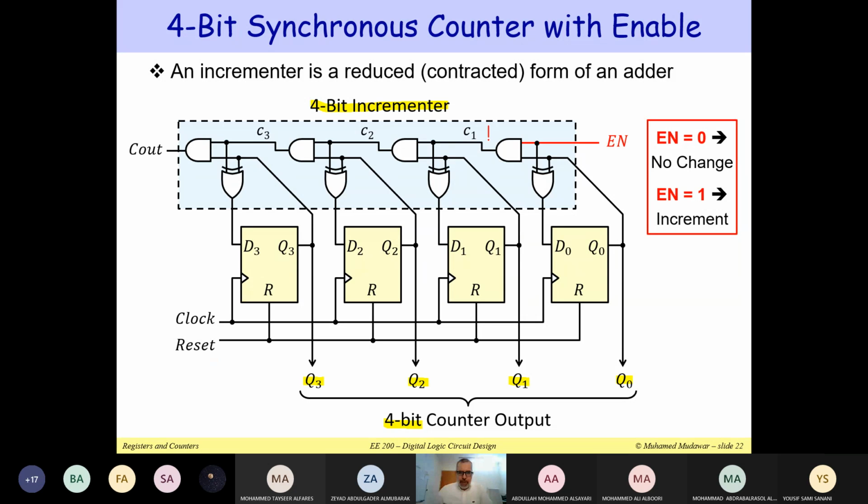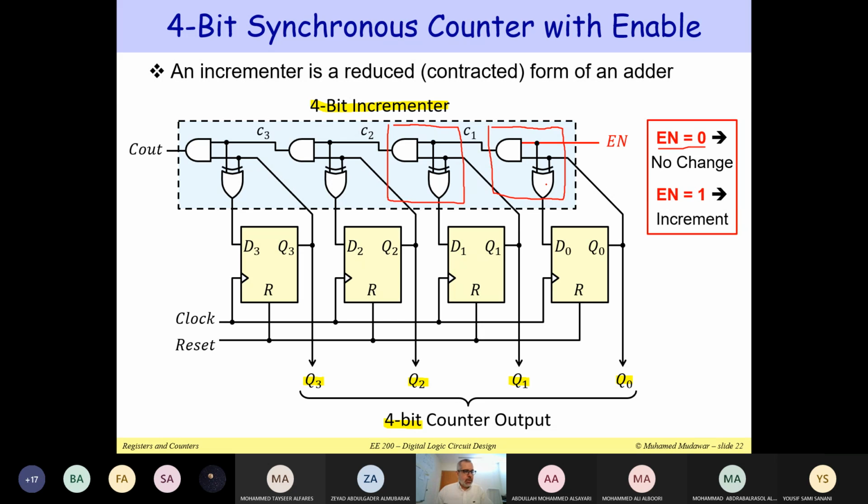So this is a half adder here. This part here is a half adder. It consists of an XOR gate and an AND gate. This is also a half adder, and so on. So these are half adders. If this enable is equal to 0, then basically we're not adding anything. So the D inputs are equal to the Q outputs. D0 becomes Q0, D1 becomes Q1, and so on. That's when enable equals 0.